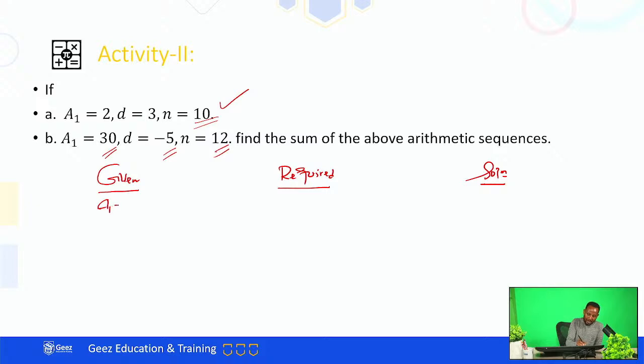What's given in the first question? A1 is 2, the first term is 2, the common difference is 3, and n is 10. You are asked to find the sum of the first 10 terms of the arithmetic sequence. What's required? Obviously based on 10, isn't it?